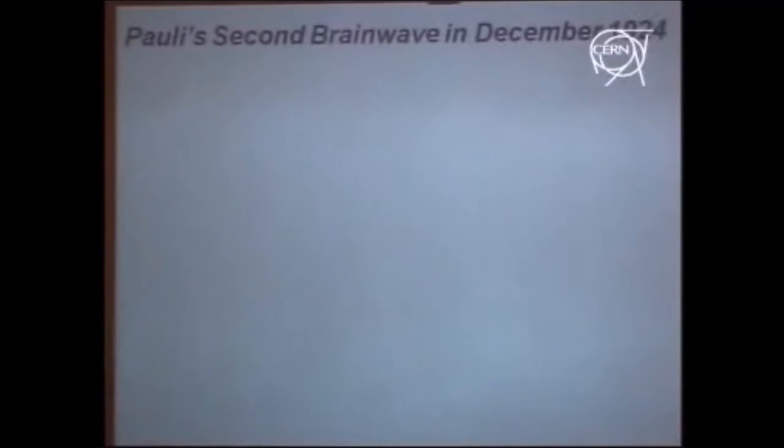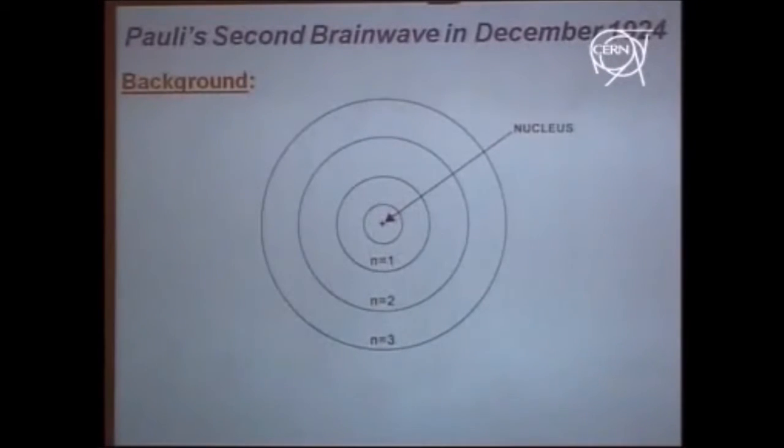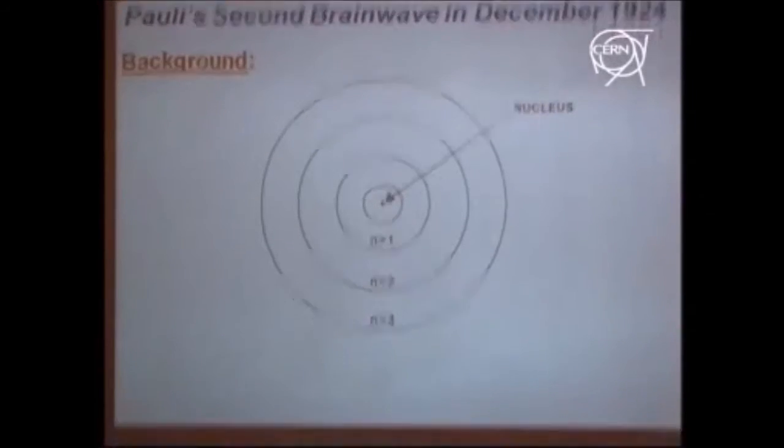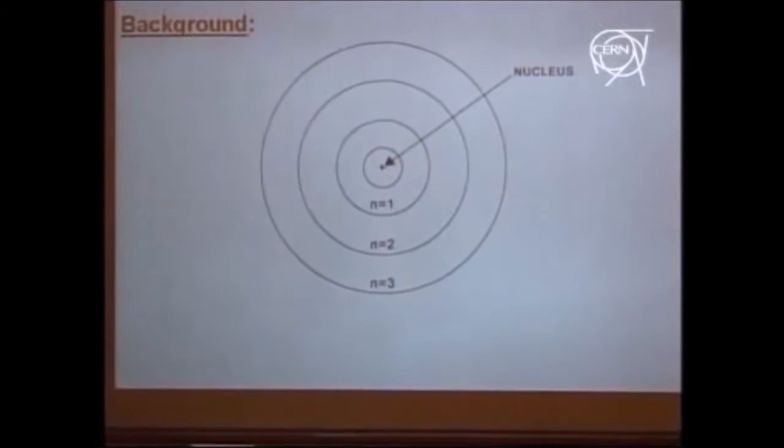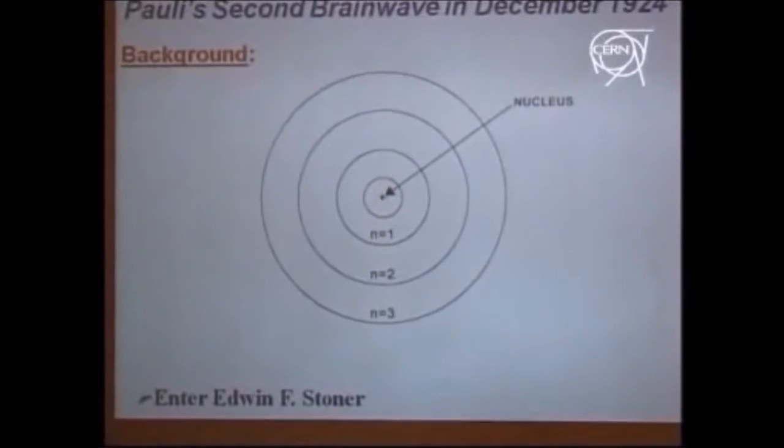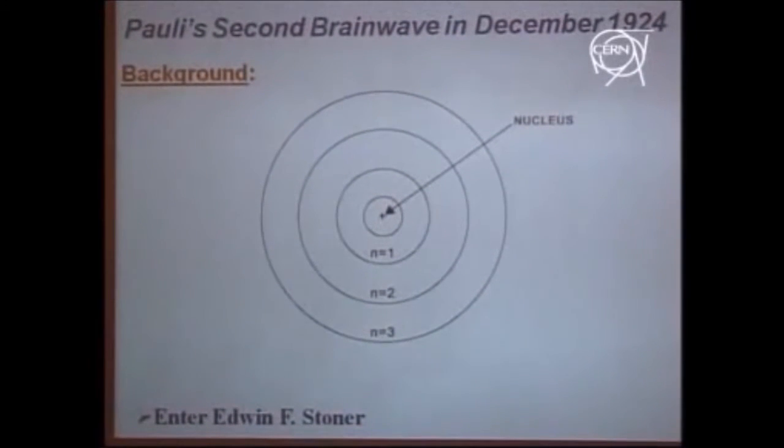The second brainwave requires just a word of background. The state or condition or position of an electron in the Bohr atom depended on 3 whole numbers called quantum numbers. That was reasonable, because after all, the electron moved in three-dimensional space. Enter Edwin F. Stoner, a physicist at the University of Leeds, and by a joint manipulation of the 3 quantum numbers, Stoner found a way to associate the number of multiplets in an alkali atom undergoing the anomalous Zeeman effect with how the electron shells fill up. And that was as far as he went.